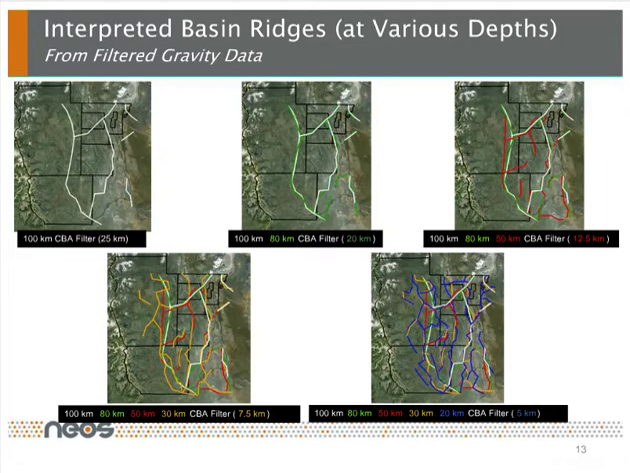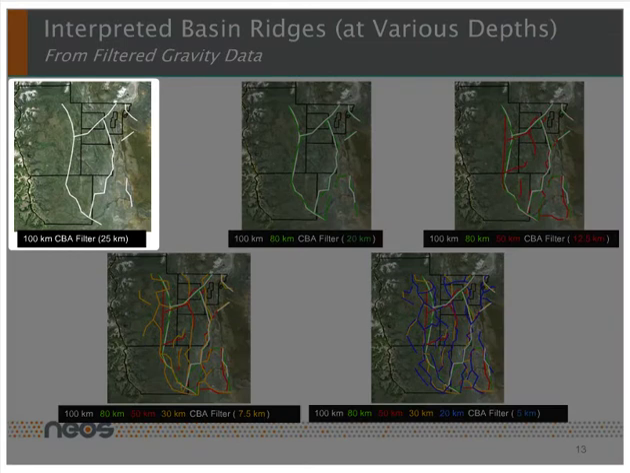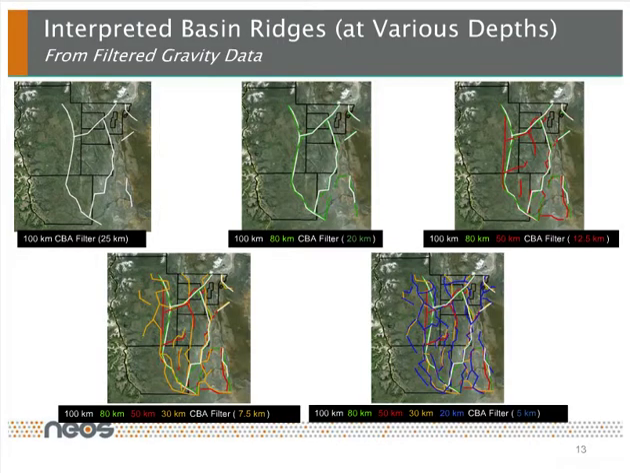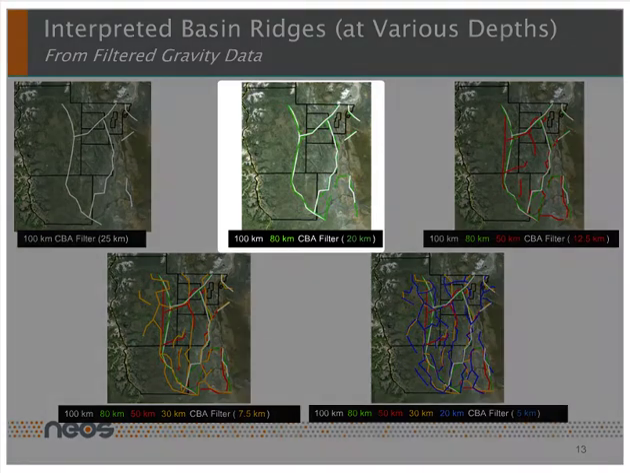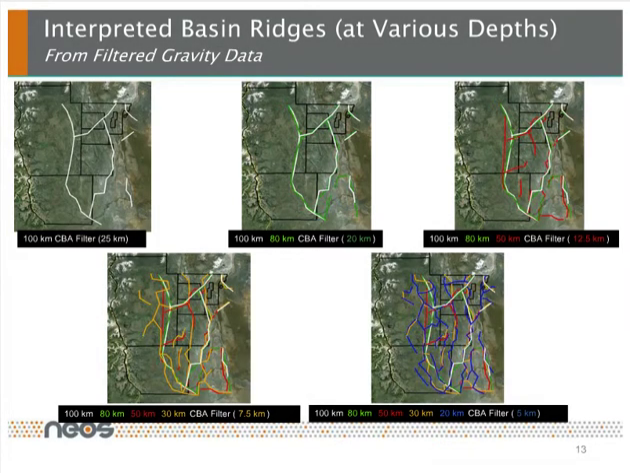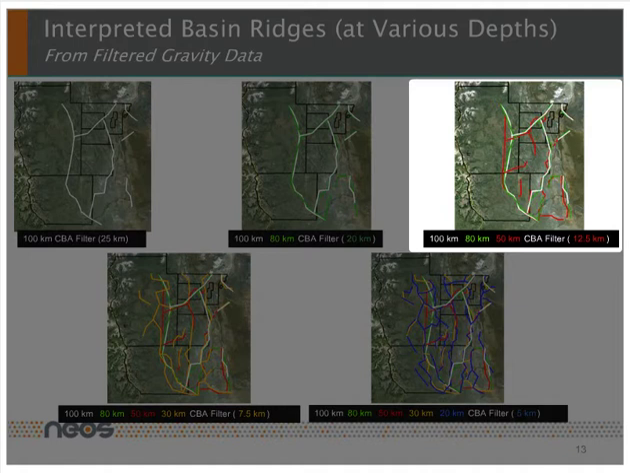This slide is a representation of 5 different filtered data sets from the Bouguer gravity, the interpretation of which is shown in sequence from the upper left to the lower right. What we are seeing are, in the upper left, the faults at 25 kilometers. The middle upper is about 20 kilometers in depth, and the green annotates the fault at that depth, showing additional faults beginning. The upper right plate is about 12.5 kilometers, and in the red we see additional faults.